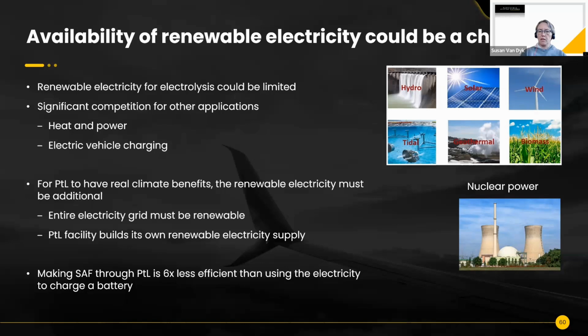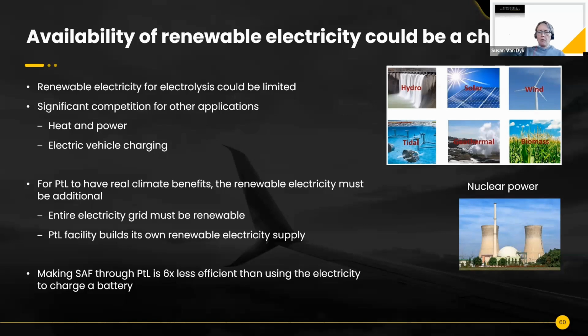If you take the electricity and you charge a battery, then it's 6 times more efficient than if you take that and make it into a power to liquid, an e-fuel. And the electricity must also be additional. So what some companies are doing is building their own renewable electricity supply.